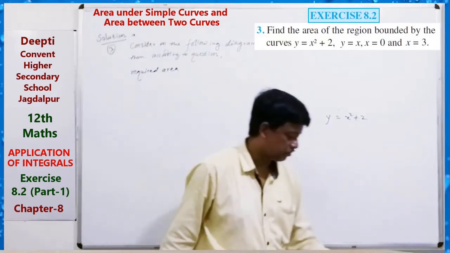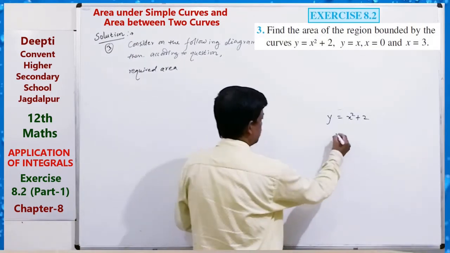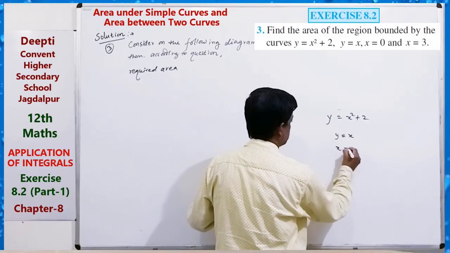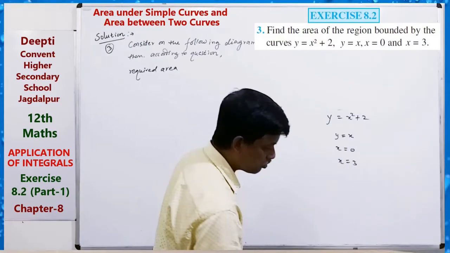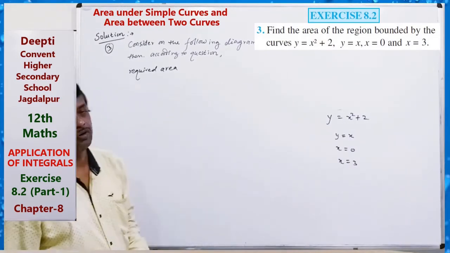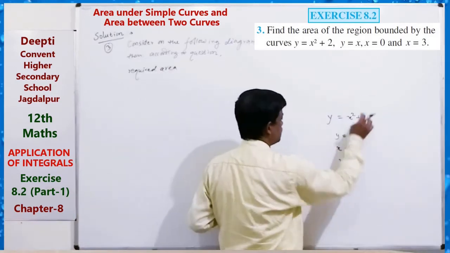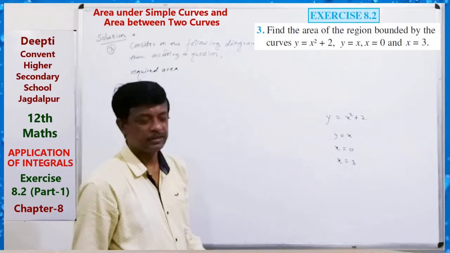The boundary curves are y equals x square plus 2, x equals 0, x equals 3, and y equals x. These 4 curves are the boundary. These 3 are lines, and this one is a parabola. You know this parabola.